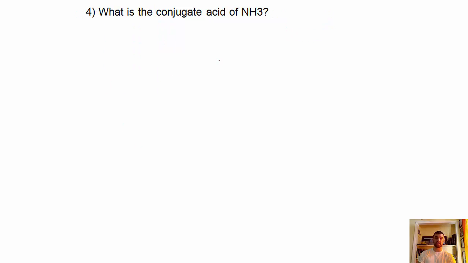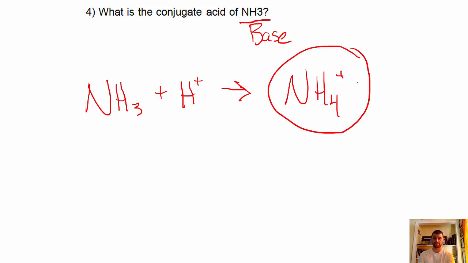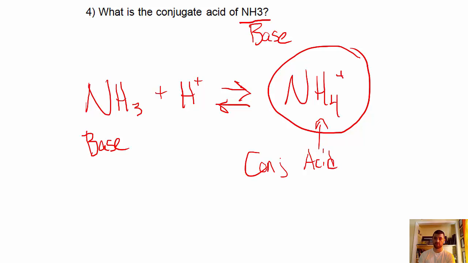Number four, what is the conjugate acid of NH3? So this is saying that NH3 is acting as a base. So if we start with NH3 and it's acting as a base, we're giving it a proton or an H plus. So what it becomes is NH4 plus. So that is the conjugate acid. This is now able to act like an acid and give off an H plus if we're going back doing the reverse reaction. So we have a base here, and we have its conjugate acid on the other side.